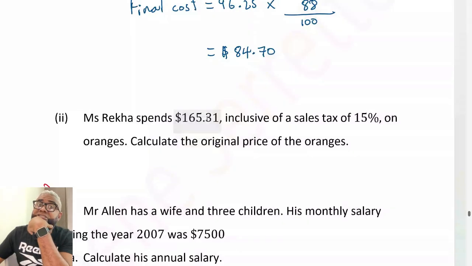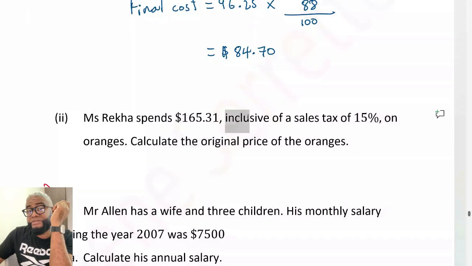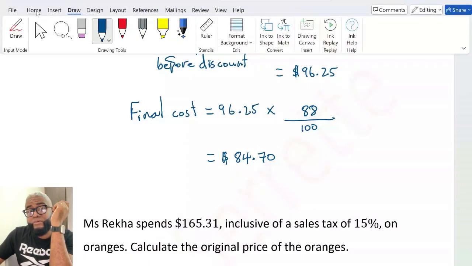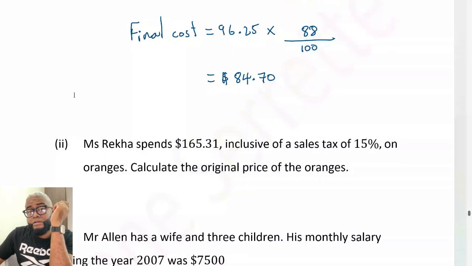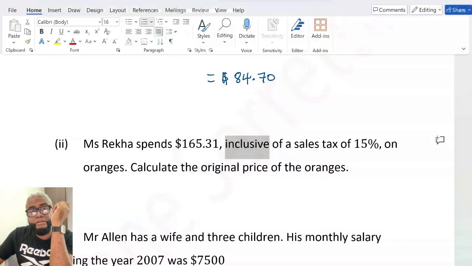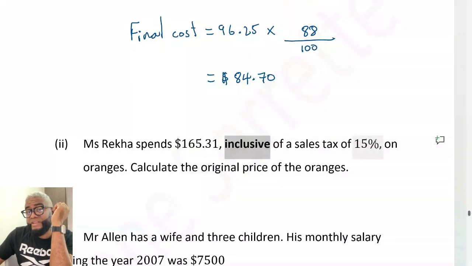Right, let's go. Miss Rika spent $165.31 inclusive. You see this word? This word should be bolded. You see that word inclusive is a very important word. Right, inclusive of sales tax of 15% on oranges. Calculate the original price of oranges.